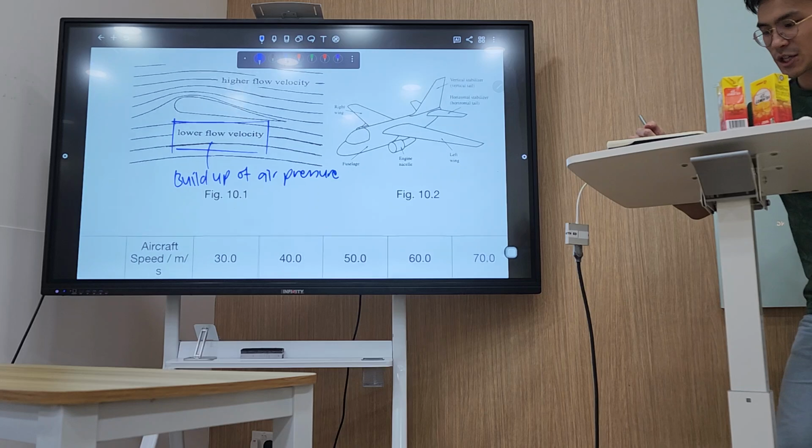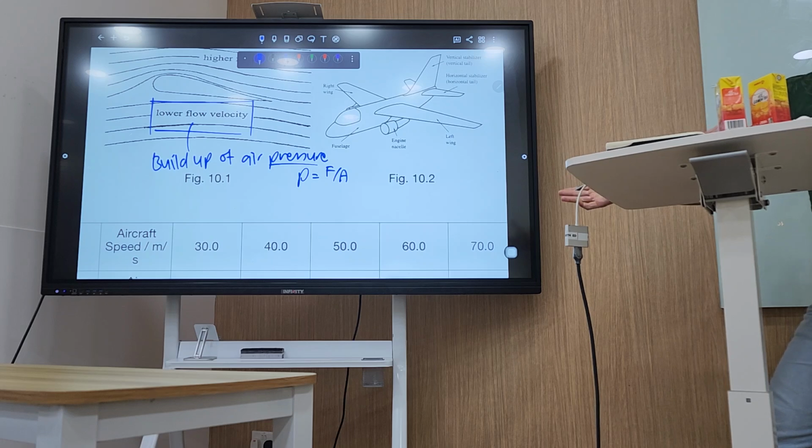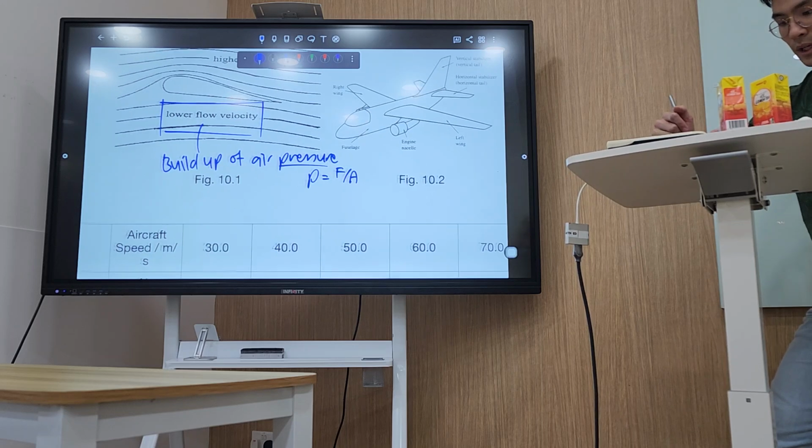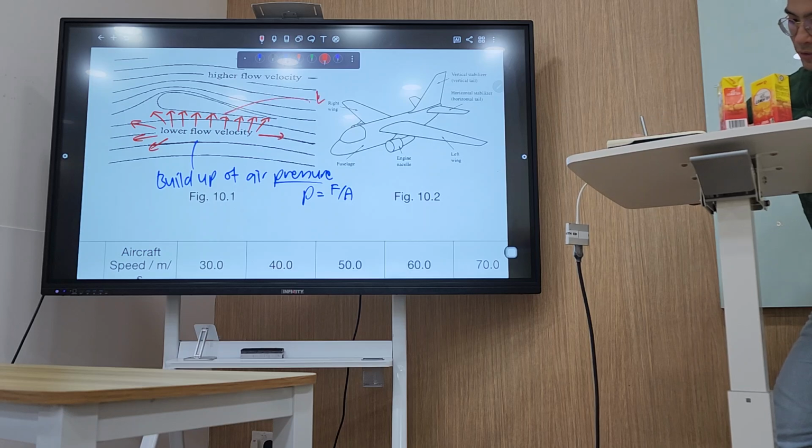But what is pressure? Pressure numerically is equivalent to force per unit area, which means I will have force generated below the wings. Following so far? Pressure, as we know, acts in all directions. Pressure is acting this way, this way, this way, this way, and then you have your upward force. All of this is your lift.